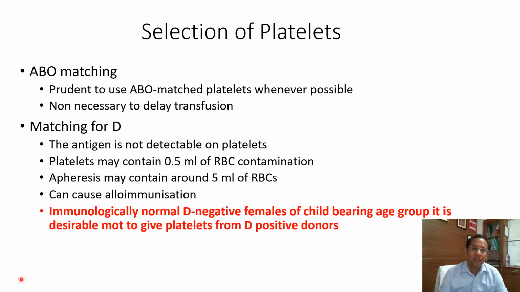So for selection of platelets, it is prudent to use ABO matched platelets wherever possible. But whenever there is a delay in transfusion, you need to switch to different groups, and especially when you have a PAS product, you can give it across the groups. Matching for D is very important. The platelets may contain 0.5 ml of RBC contamination when it is RDP, or almost 5 ml of RBC contamination when it is single donor platelets, because the volume is more. So it can cause alloimmunization, and that is why for D negative females of childbearing age, it is desirable not to give platelets from D positive donors.